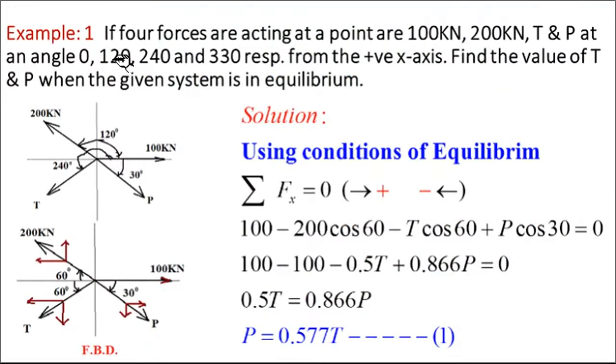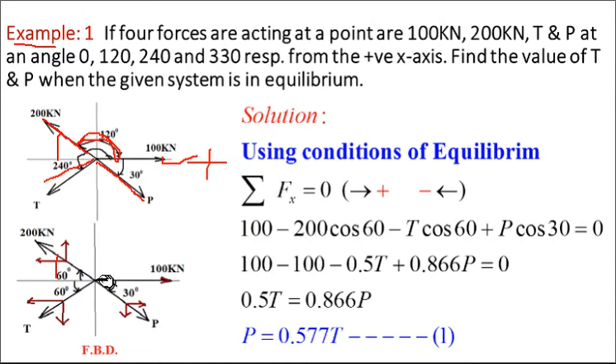Now see problem example 1. Four forces are acting at a point: one force is 100 kilonewton, second is 200 kilonewton, another force is T and another force is P, acting at angles. 0 degree means with the positive x-axis, so this 100 kilonewton is exactly acting on the x-axis. One is acting at 120 degrees from the positive x-axis, which means 180 minus 120, so you get this angle as 60 degrees.